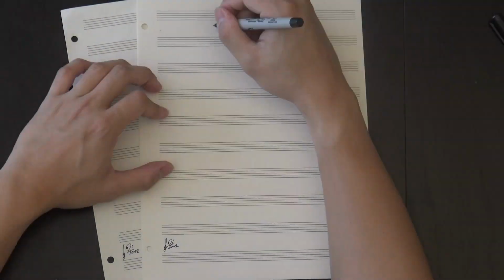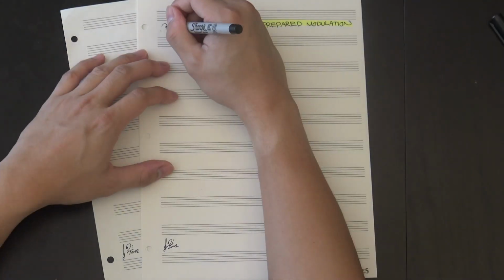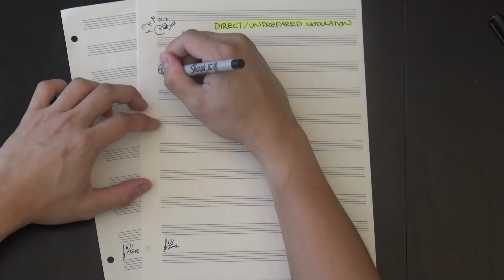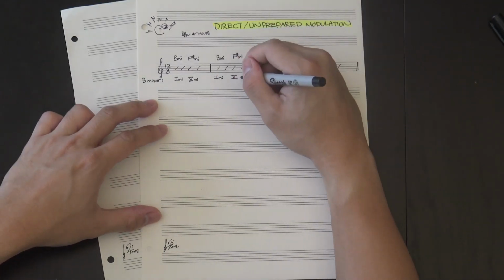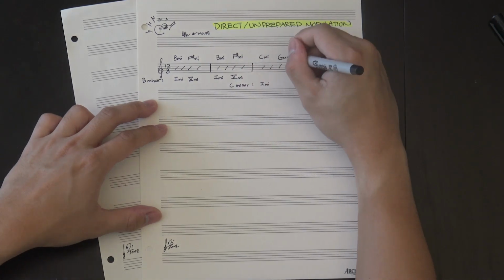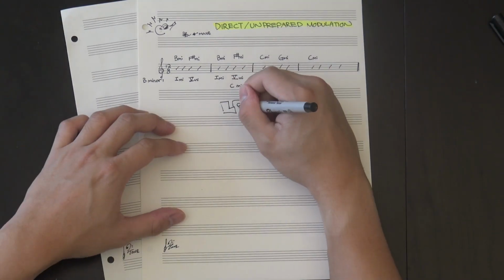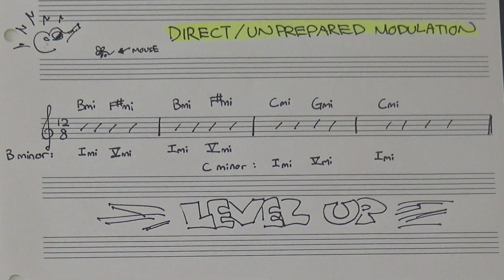Second is what's known as direct or unprepared modulation. This is where you change the key without warning. You're just chugging along in B minor, and then suddenly, you're in C. This is a great way to quickly and cheaply build up energy, and it's often used in the last chorus of a song for a final punch.